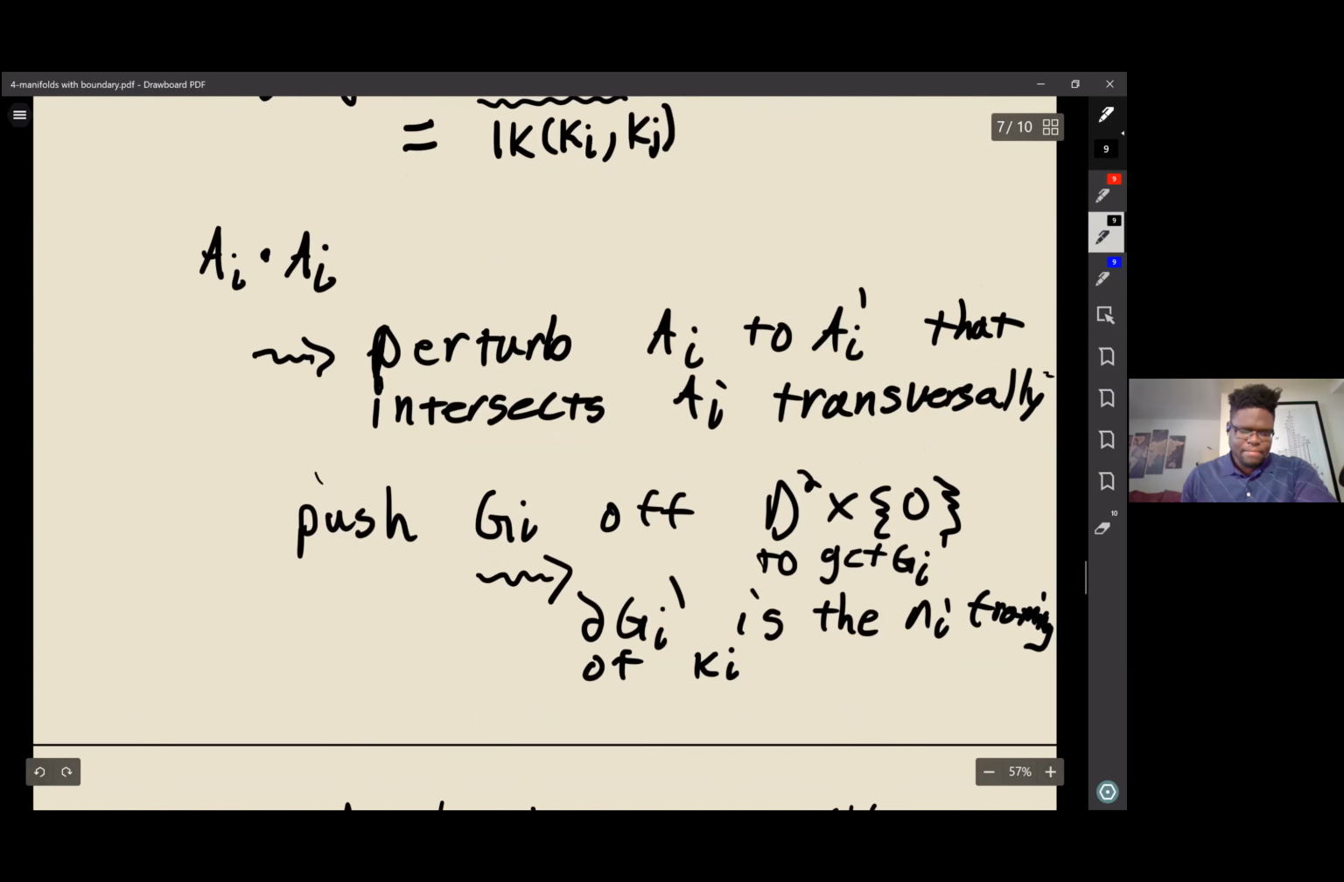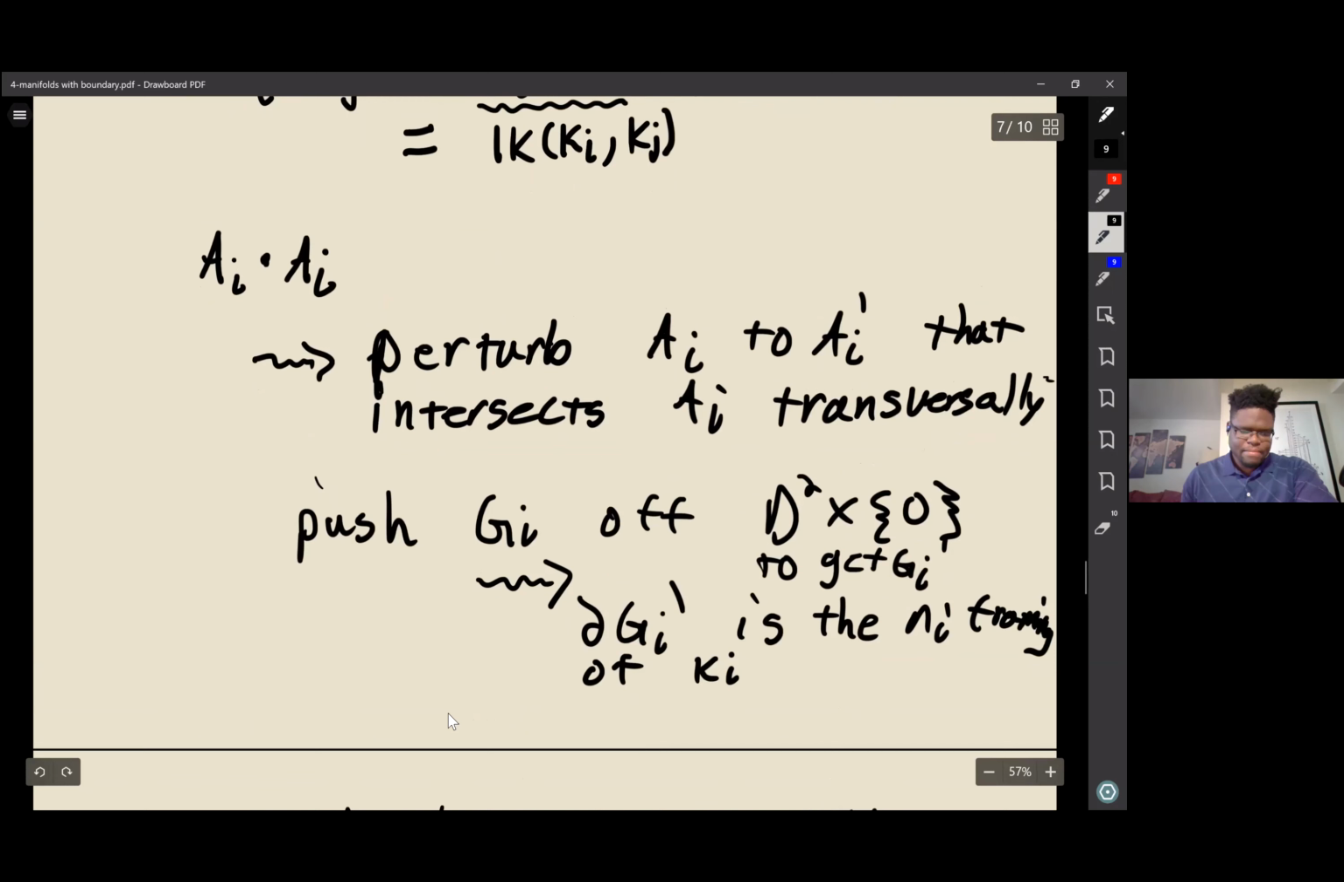Oh, I didn't give myself enough space. I apologize. Can I insert a new page here?